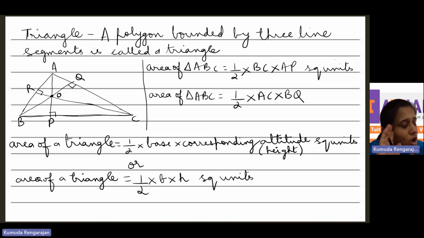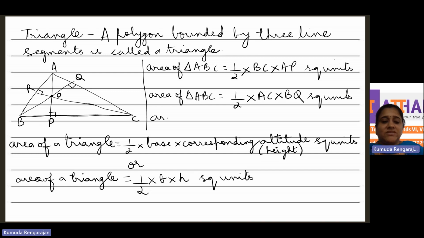Which is the base? Base means any side of the figure. If it is a parallelogram, any side of the parallelogram is the base. Triangle, any side of the triangle is the base. Base is always any side of the figure. Don't simply hear some noise. Please understand what I'm saying. Okay. Square units. Now tell me the last one.